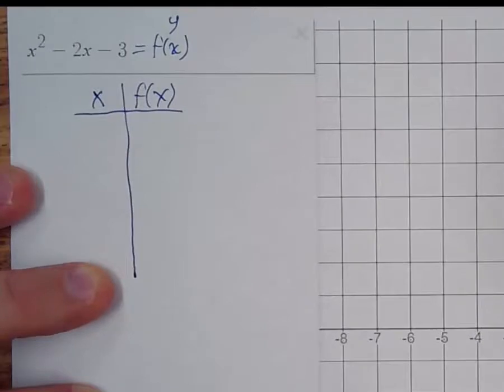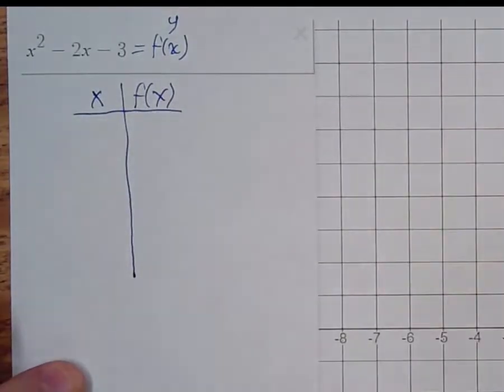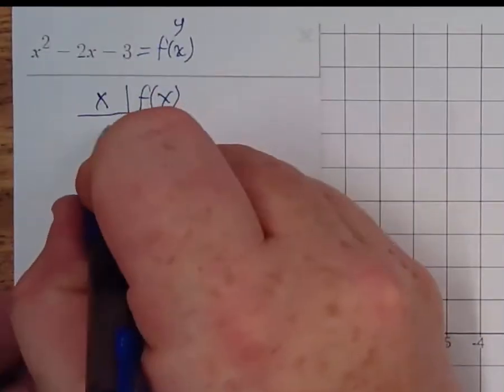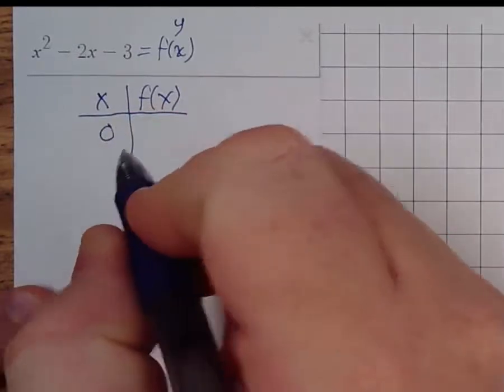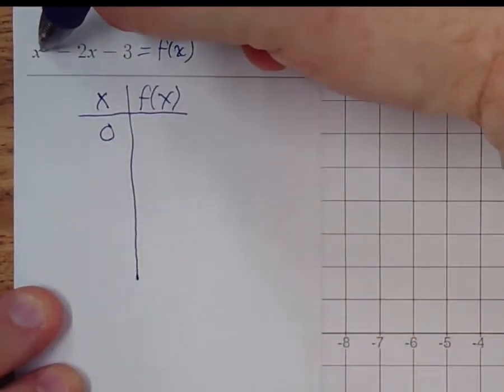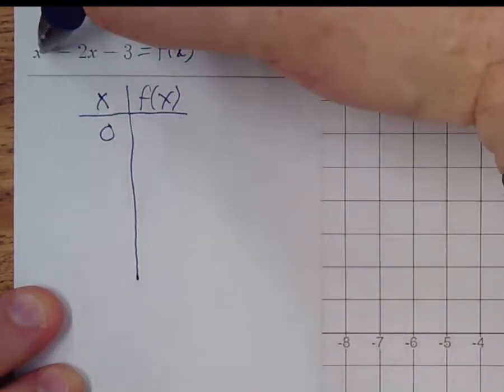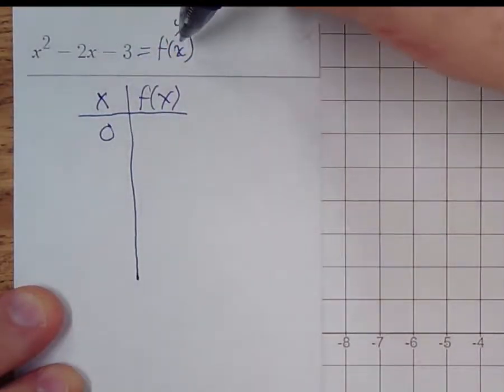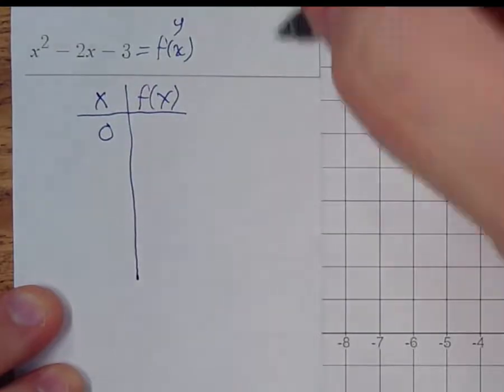Typically, the first thing you'll do when you're trying to solve by graphing is you'll start with a value of 0. So we're going to pick a value of 0 for x. And what we're going to do is take this 0 and we're going to substitute in for x up here and here, and it will tell us what the value of the function at 0 is.